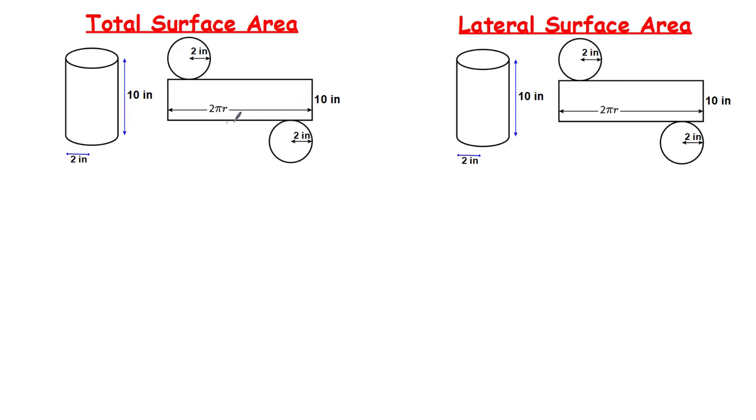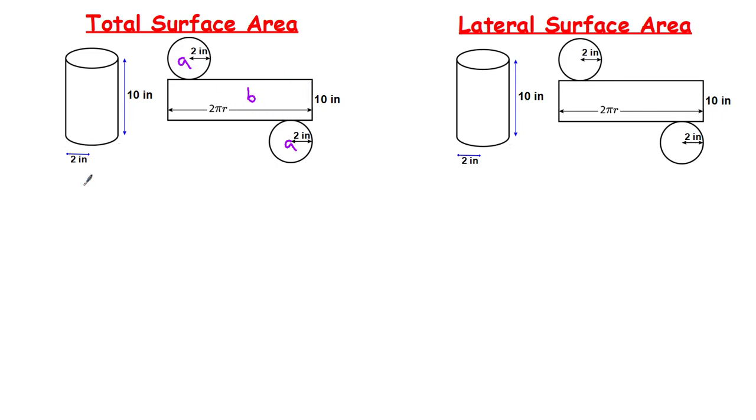Now, in order to find the length of that rectangle, it's going to be the distance around the circle. And we already know what that is, right? That's the circumference. So we could figure this out easily. And then our height, of course, is going to be the height of the cylinder itself. Okay? So let's go ahead and calculate this. I'll name this A. So we'll have A for the bases and B for the side.